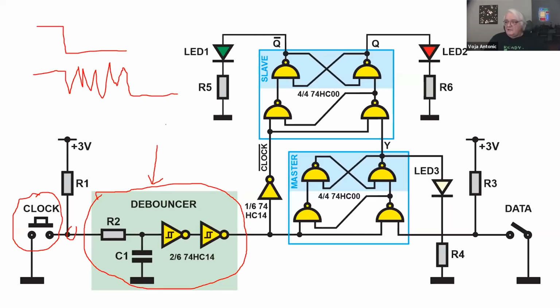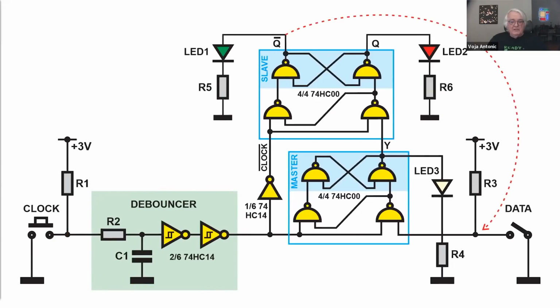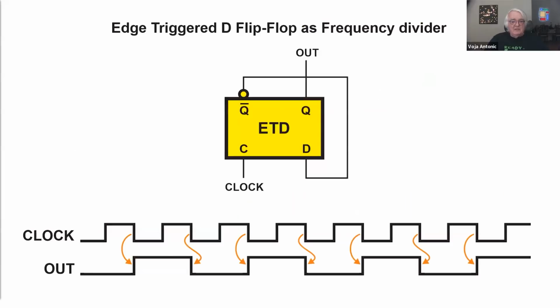We can build the same circuit with the not Q output connected to data. We can use it to build some kind of frequency divider here. I've said every falling edge of the clock signal flips the state of the output.